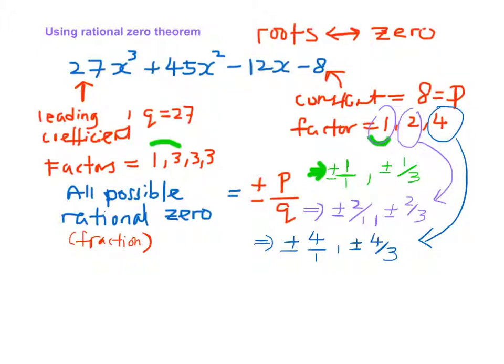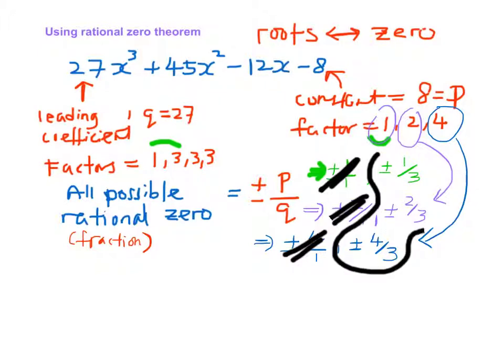But if you notice carefully, some of these possibilities are really integers, and of course we focus on the rational zeros, so those can be eliminated. 2 over 1 is really positive or negative 2, and 4 over 1 is just positive or negative 4. So in other words, we'll have 6 possibilities: positive and negative 1/3, positive and negative 2/3, and positive and negative 4/3.